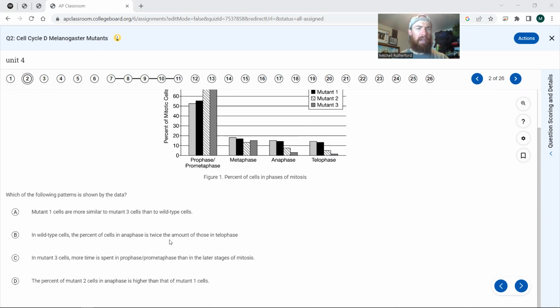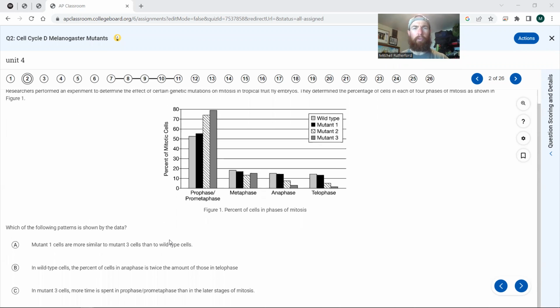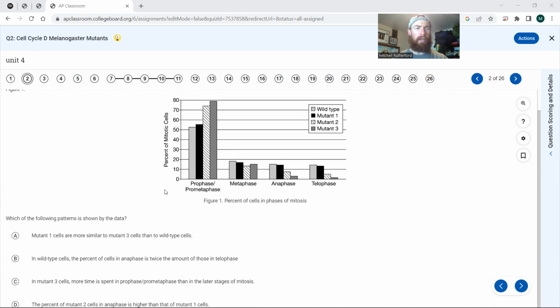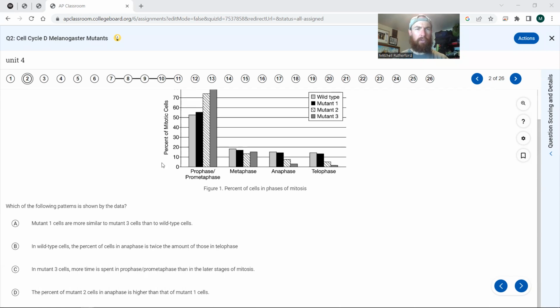I'm just going to move away from A. I mean, I don't know anything of what they're talking about. I'm just like, those bars aren't even remotely close. Okay, B says wild type, which is our first bar. The percent of cells in anaphase is twice the amount of those in telophase.